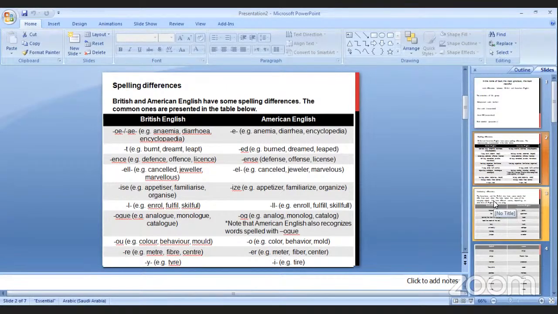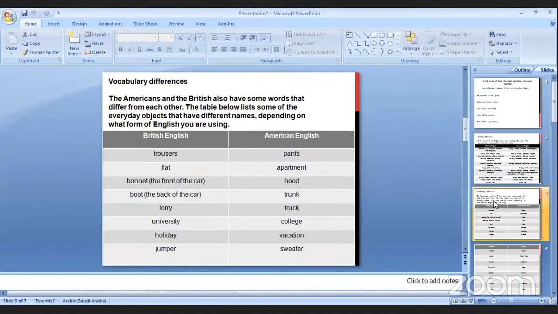Guys, that's enough, doctor. And this page, turn the page, please. Yes, who's talking? The third page, yeah. Now it's my turn. Vocabulary difference. The Americans and British also have some words that... Yes, I know it's your turn, but I need you to tell me who you are. Your full name, please. I'm Ala Saleh Ahmed Saif. Okay, Ala, go ahead.